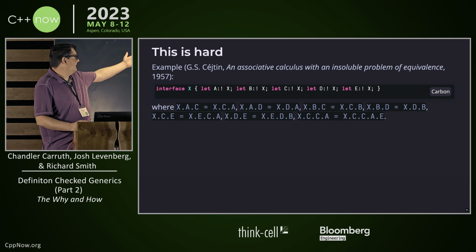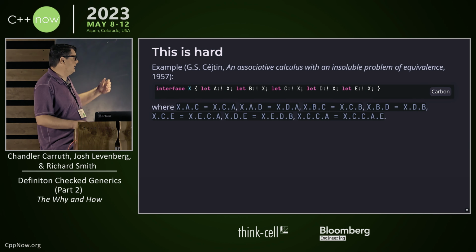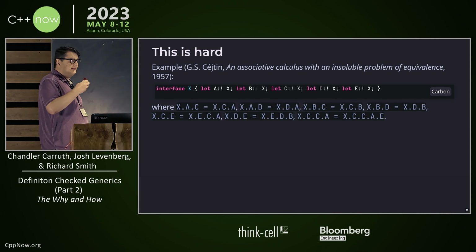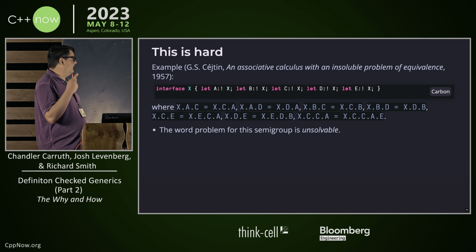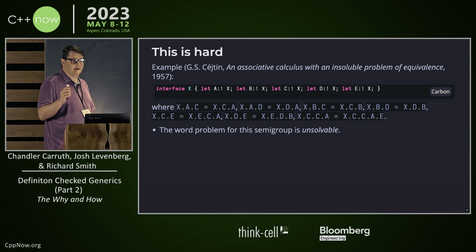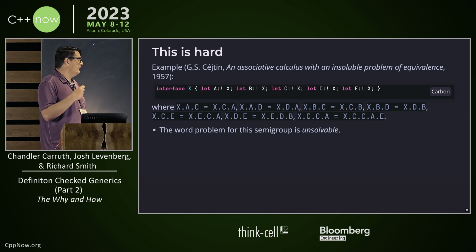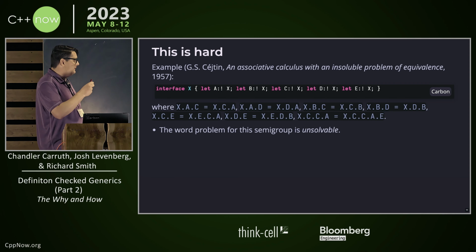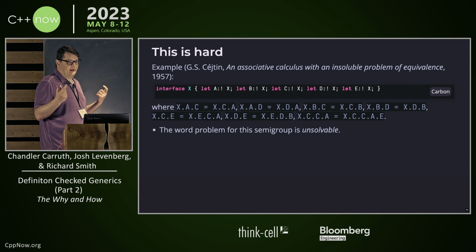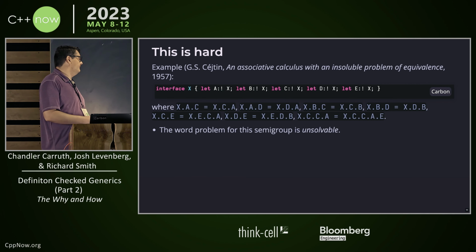There's a semigroup in a paper from 1957. This is kind of an interesting one. It translates into an interface with 5 associated types and 7 relations between them. And the interesting thing about this particular semigroup is the word problem for this semigroup is unsolvable. That means that there are words, which are sequences of letters from the semigroup or sequences of associated types, for which you cannot tell whether one word is the same as another word. It's mathematically impossible to determine.